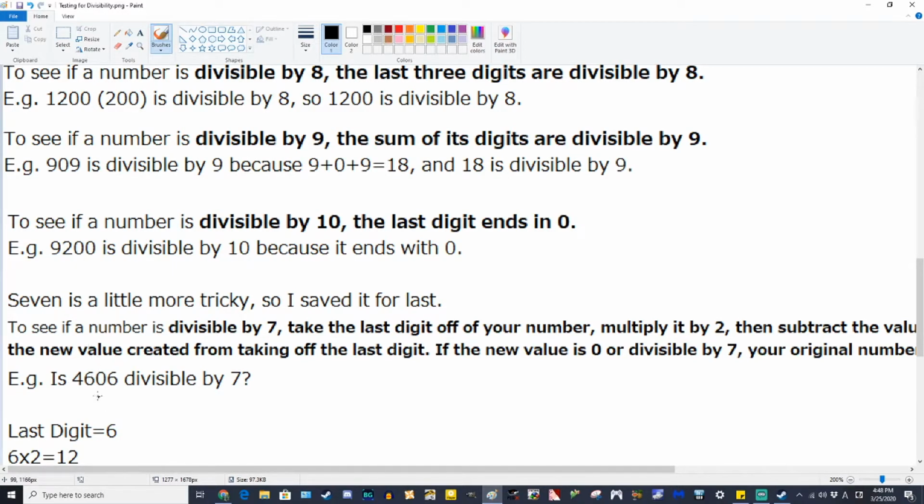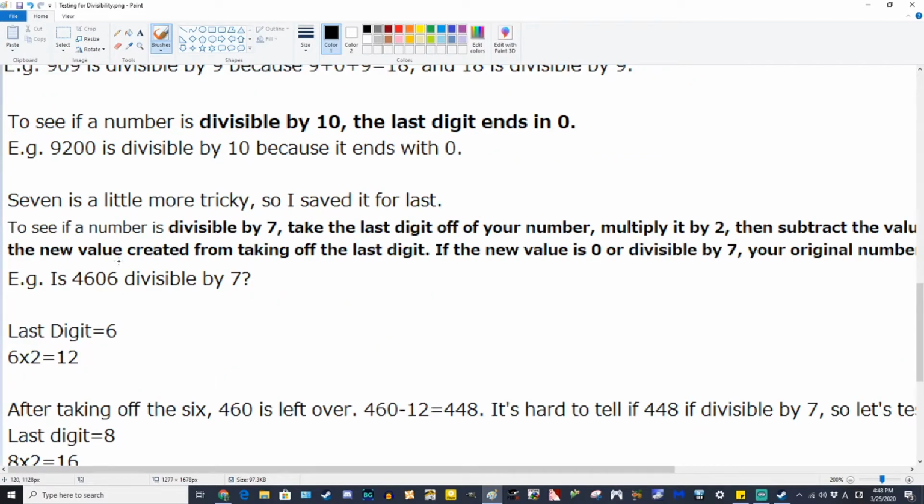So I'm going to show you how you actually go through this. For example, is 4,606 divisible by 7? Our last digit here is 6. So what we do is we take the last digit off. So we take 6 off. We multiply it by 2. So 6 times 2 is 12. If you notice, if we take this digit off, the only number we have left here is 460. So 460 is what we have if we take 6 off.